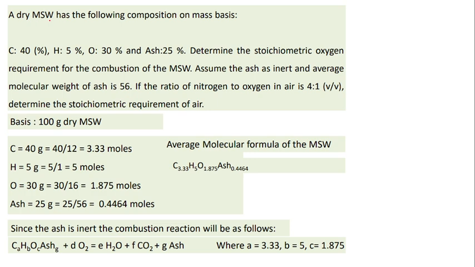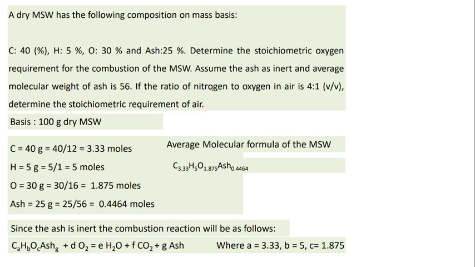A dry municipal solid waste has the following composition on mass basis. So this is the composition of municipal solid waste: carbon 40 percentage, hydrogen 5 percentage, oxygen 30 percentage, and ash 25 percentage. Determine the stoichiometric oxygen requirement for the combustion of the municipal solid waste. Assume the ash as inert and the average molecular weight of the ash is 56, and if the ratio of nitrogen to oxygen in air is 4 to 1, determine the stoichiometric requirement of air.